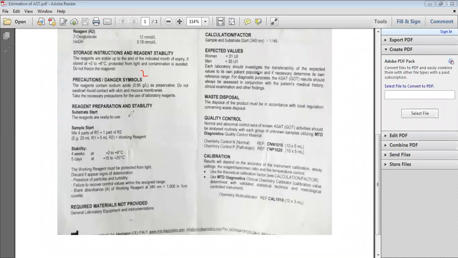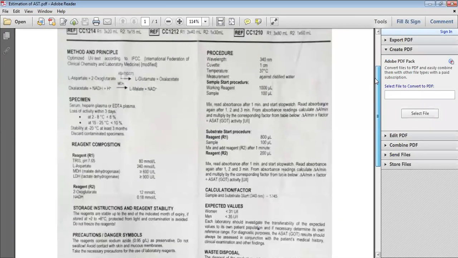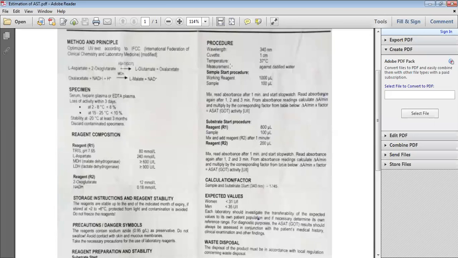Now, what will be the procedure of this experiment? How can you estimate the amount of AST in the sample solution? This is the procedure for how you can estimate the AST in the serum. You will use 340 nanometers to take the absorbance of L-malate, and you need to prepare three test tubes. One test tube will be labeled as blank, the second as standard, and the third as sample.